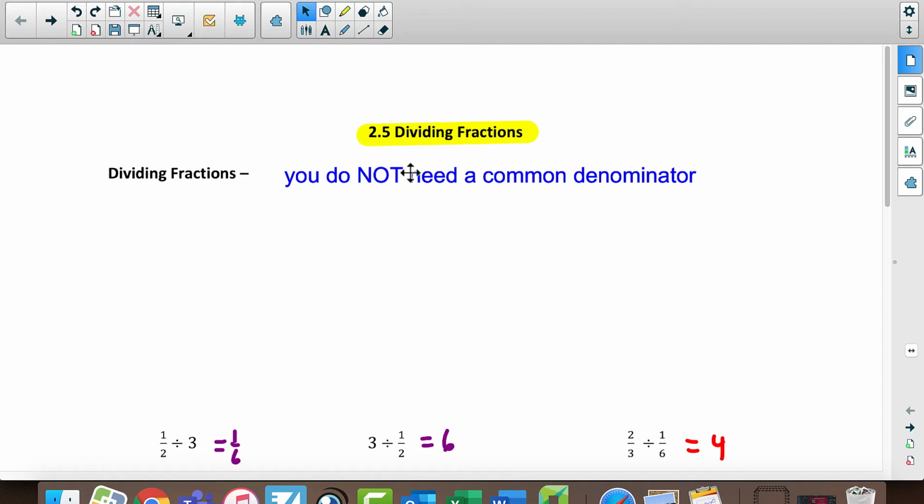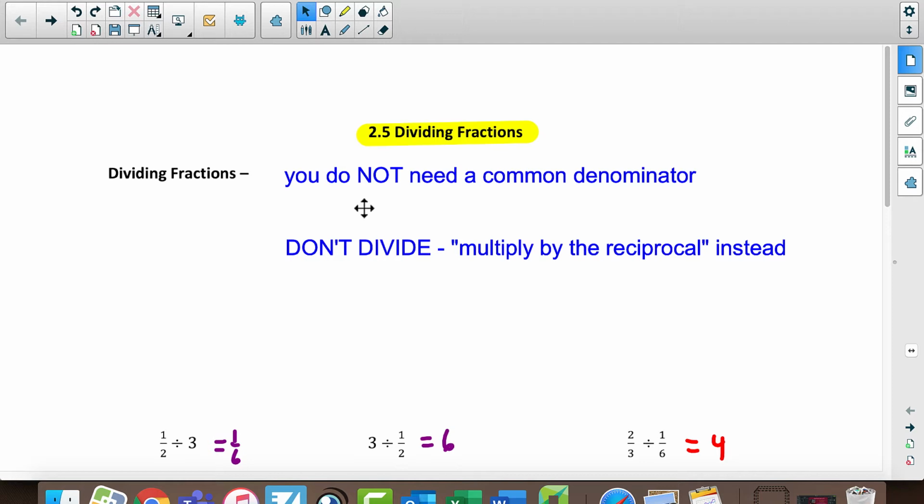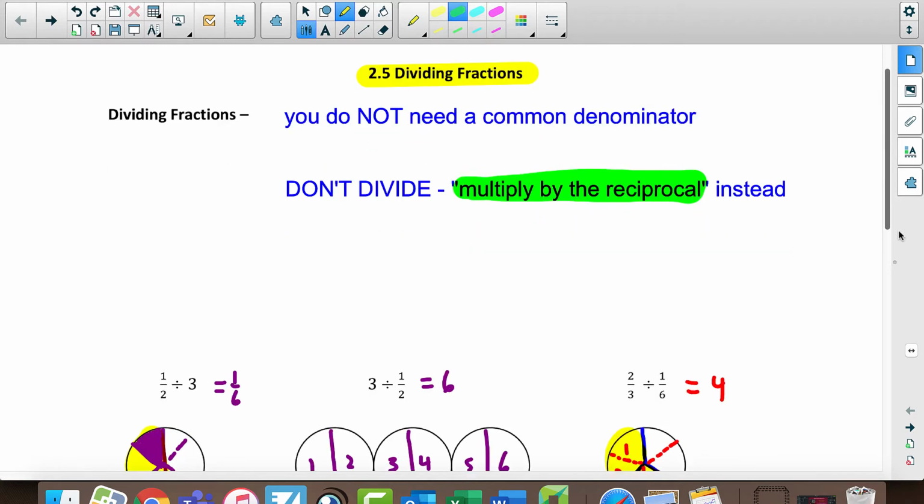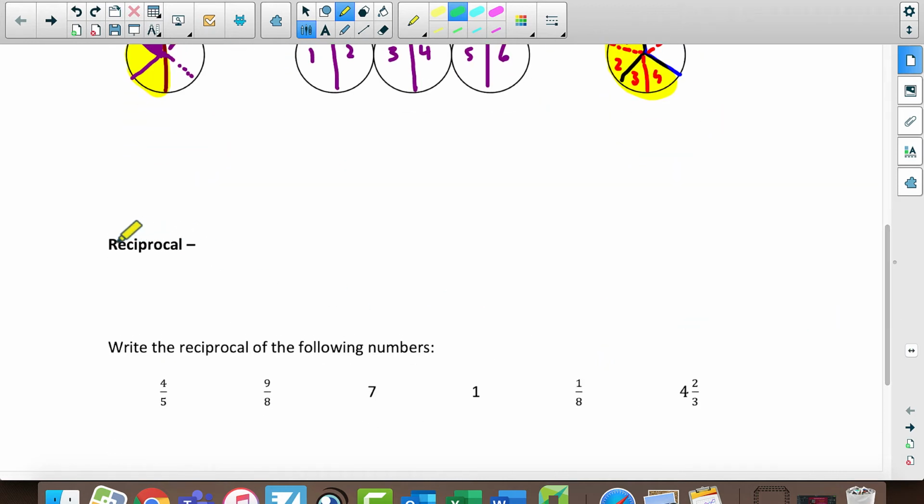First rule, you do not need a common denominator. Just like with multiplication, do not get a common denominator. You can, but you're just making the question more difficult. It's unnecessary. Number 2, don't actually divide. Don't do it. What you're going to do instead is multiply by the reciprocal. Whoa, what does that mean? Well, we better take a time out here and go down here where it says reciprocal.